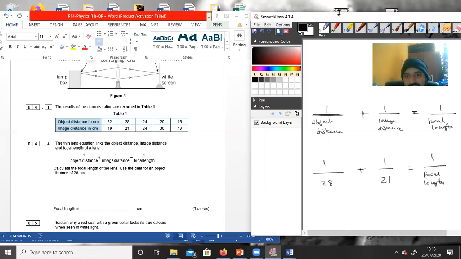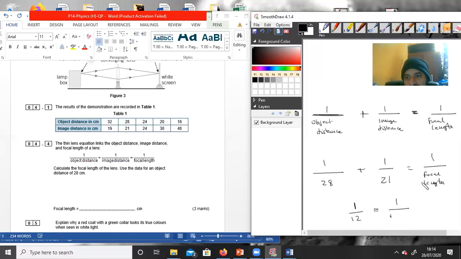I can do that as a fraction. I can add them together, or I can add them together using decimals. So on my calculator, I'll just do it using a decimal. I put 1 divided by 28, which is going to give us some long number, plus 1 divided by 21. Okay, now that gives me 1 over 12. So these two together, if I divide them, I get 1 over 12. And I might get a decimal as well. That's fine, I don't need it now. Equals 1 over focal length.